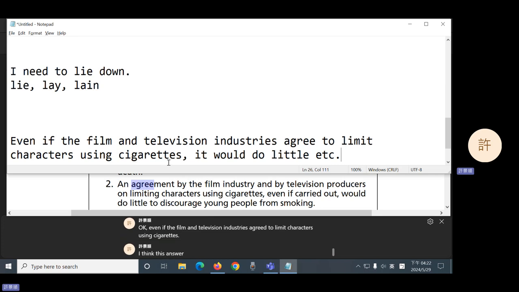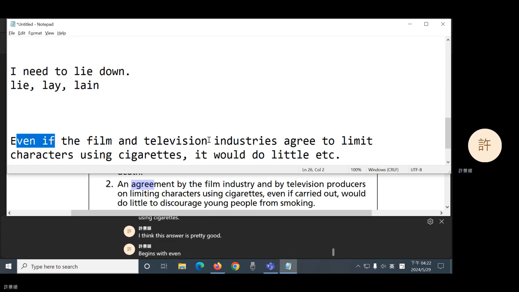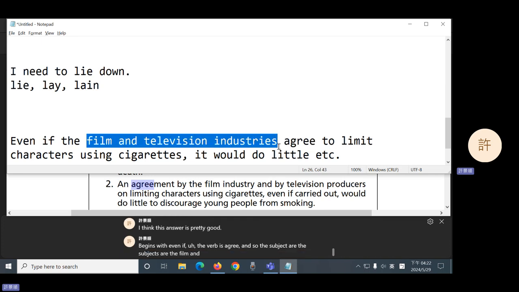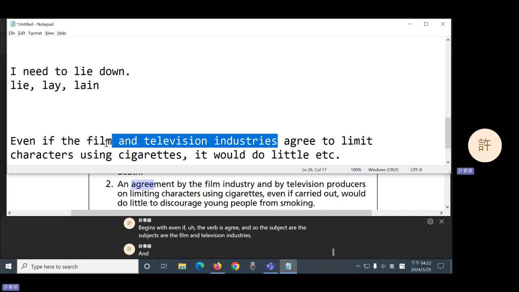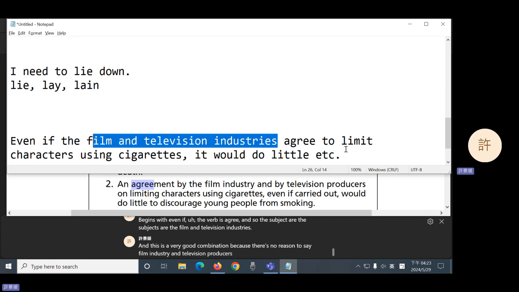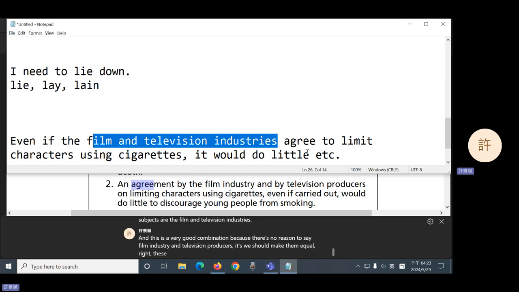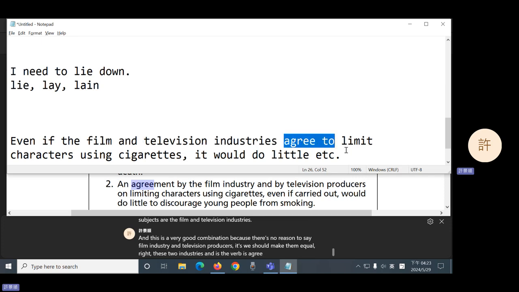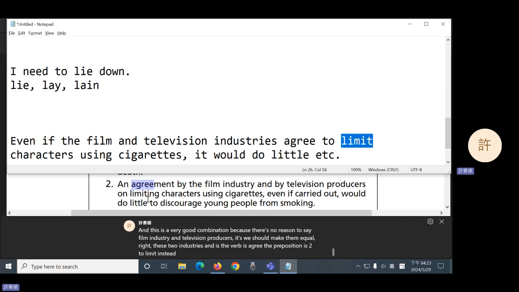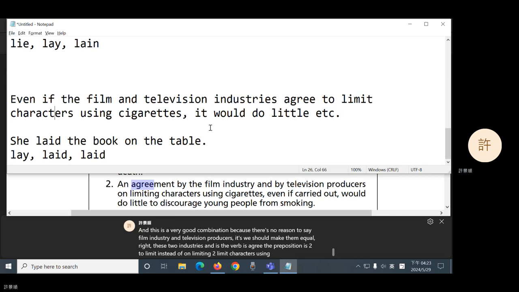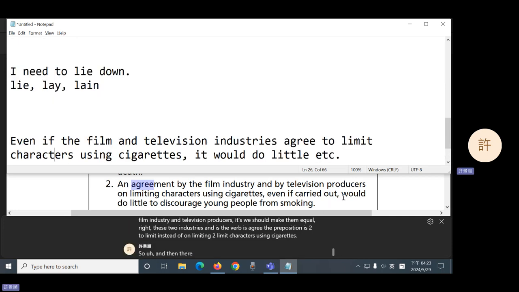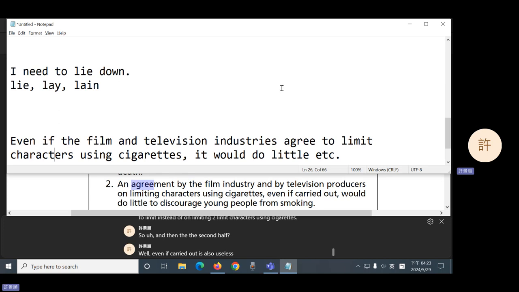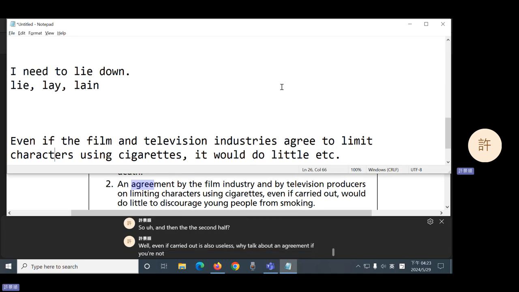I think this answer is pretty good. Begins with even if, the verb is agree, and so the subjects are the film and television industries. This is a very good combination because there's no reason to say film industry and television producers. We should make them equal, right? These two industries. And if the verb is agree, the preposition is to limit. Instead of on limiting, to limit characters using cigarettes. And then the second half, well, even if carried out is also useless. Why talk about an agreement if you're not going to actually do it?